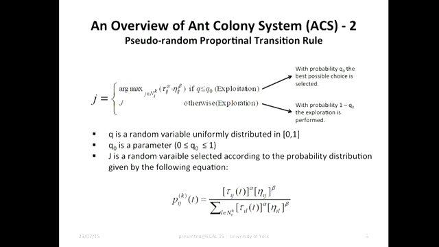Here we can see the parameters of this probability rule, where Q is a uniformly distributed variable between 0 and 1. Q0 is a parameter between 0 and 1, and J is given by the traditional probability rule of ACO algorithms, where the probability to move from I to J by ant k at time t is a multiplication between the amount of pheromone deposited on the edge to the power of alpha and the heuristic information assigned to that edge to the power of beta, divided by the summation of this multiplication for all valid neighbors to move to.